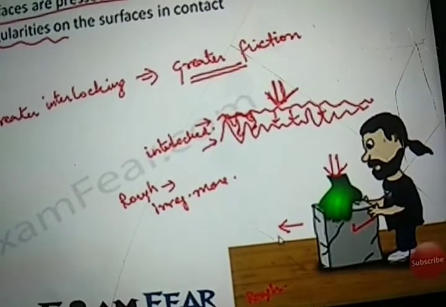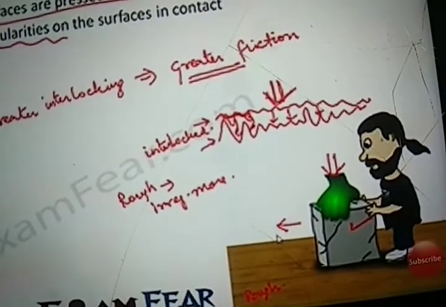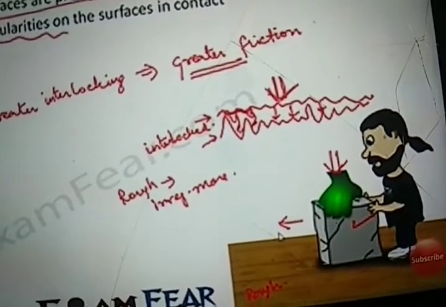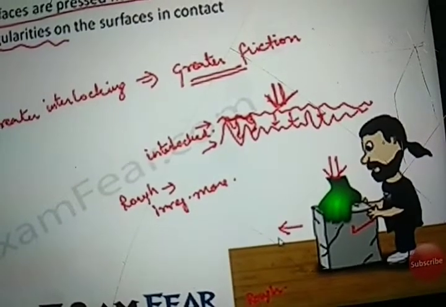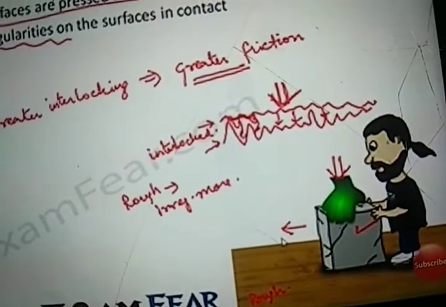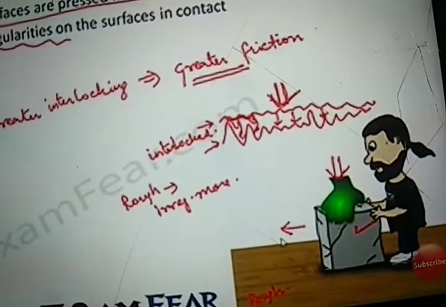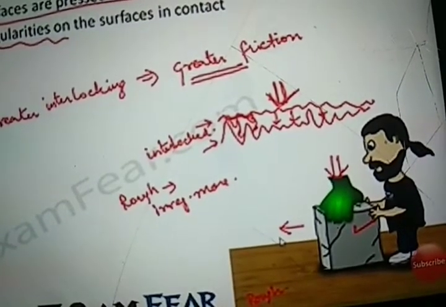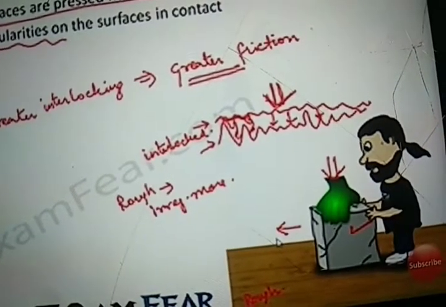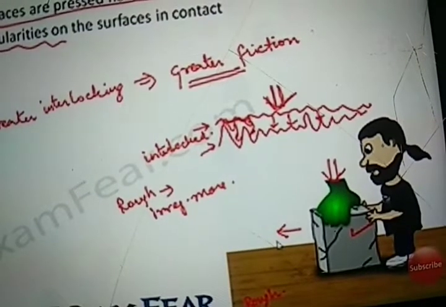So I hope that these two factors which affect friction are now clear to you. Just try to understand the concept: the friction is all because of the interlocking of the surfaces. When the interlocking increases, the friction increases. When interlocking decreases, friction decreases.